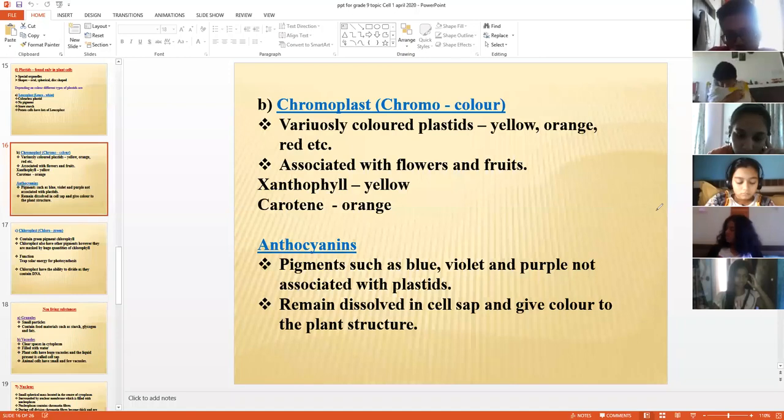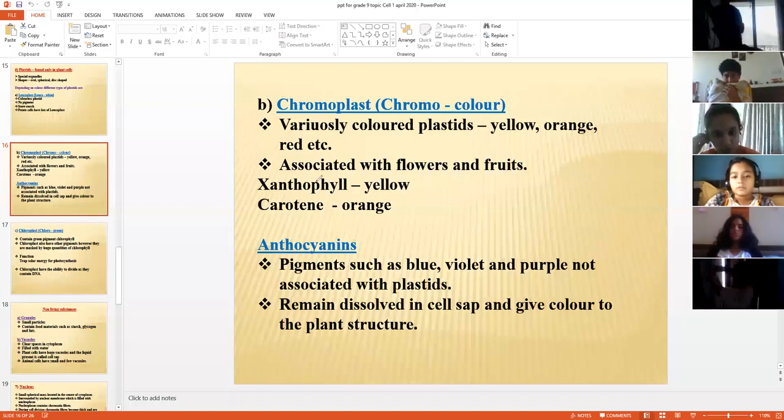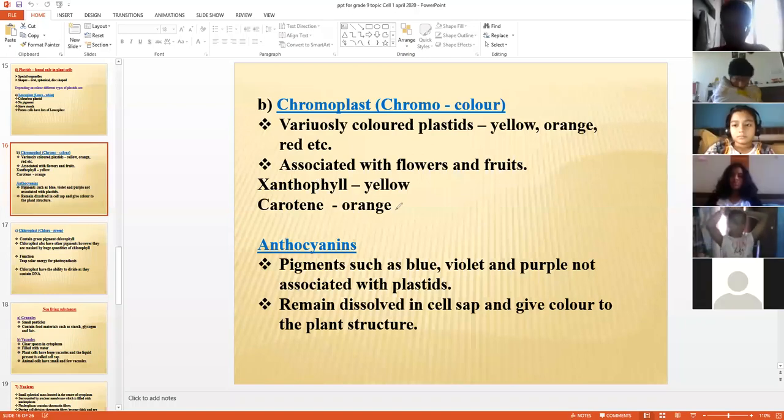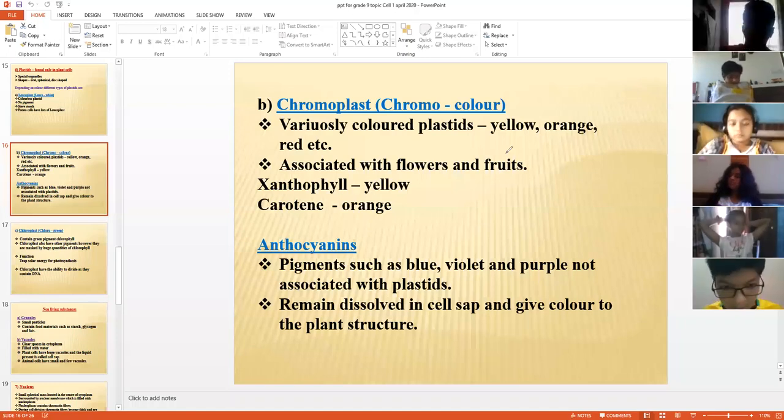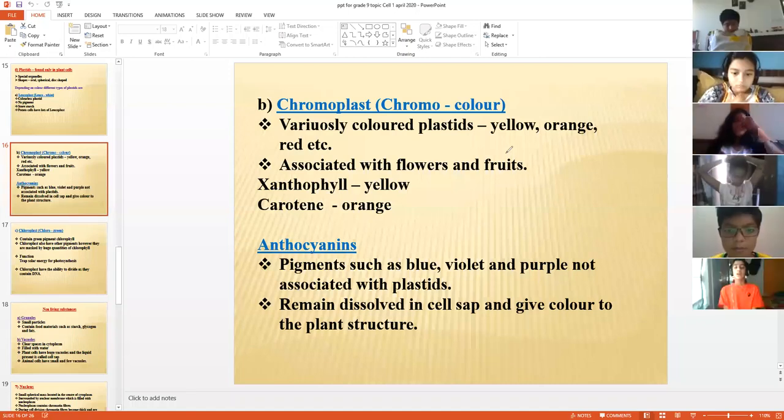Suppose your flower is yellow, what will it have? It will have only xanthophyll. If the orange fruit that you eat is orange in color, what will it have? It will have only carotene. Is there a need for any other chromoplast? No, there's no need. So it depends on what the color is. They will have only that plastid present in them.